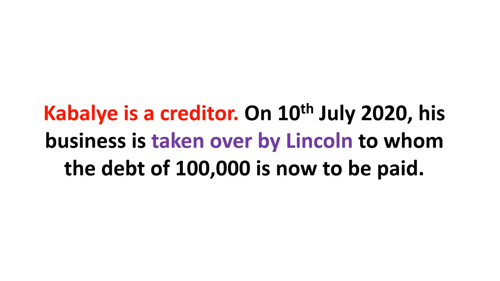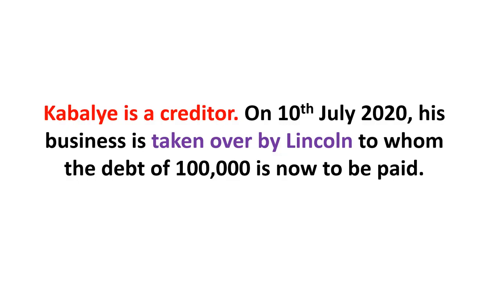We have a transaction here. Kabalia is a creditor, and from what you can see, on 10th July 2020, his business is taken over by Lincoln, to whom the debt of 100,000 is now to be paid. In other words, we are running a business, and at first we were dealing with Kabalia. Now Kabalia runs into maybe some problems, and his business is taken over by Lincoln. Now, much as the business has been taken over by Lincoln, according to us, we still need to pay this business the amount of money we owe it.